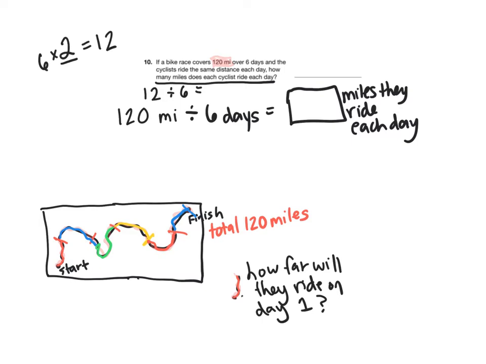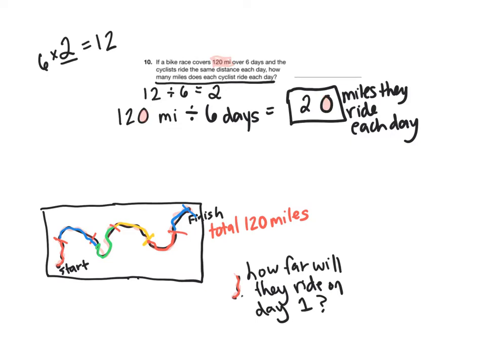That's right. 6 times 2 is 12, which means that 12 divided by 6 must be 2. You see how your multiplication and your division help each other? Now, I have 1 0 in my dividend, which means I must also have 1 0 in my quotient, or my answer. So 120 divided by 6 is not going to be 2, but it's actually going to be 20.